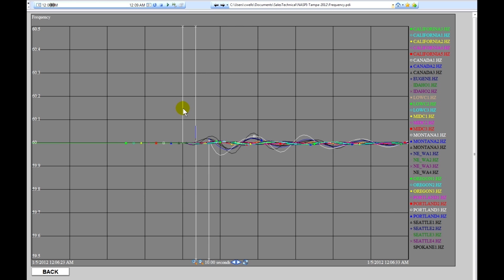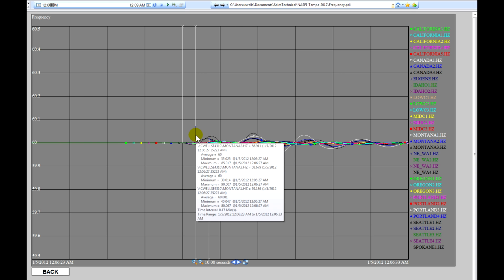We can actually hover the cursor over the value of the trace and get an idea of what the magnitudes of these systems are. This is the key thing that we're interested in. Montana 2, Montana 1, and Montana 3, you'll see that the maximum frequency was above 85. Minimum frequency was 35 for this disturbance.